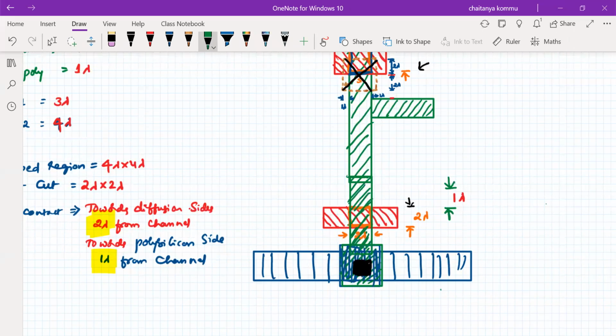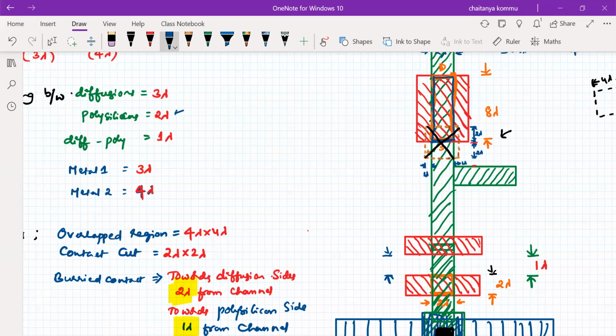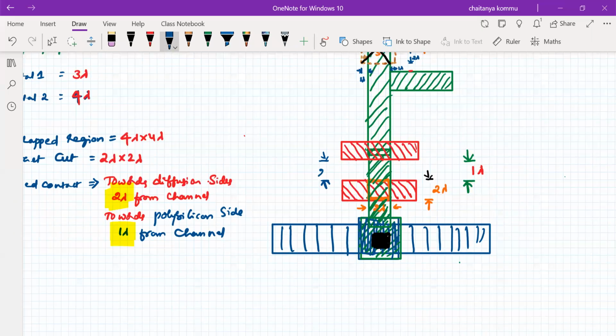Now take another polysilicon, draw. Take another polysilicon. So backward slashes that I have to use for this one. So now, by the way, what is the distance between these two polysilicons that we have to use? For the polysilicon, we have to maintain minimum 2 lambda. Otherwise, design rule violation will be there. Okay, so that's what we have to remember.